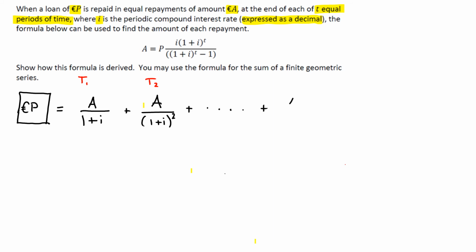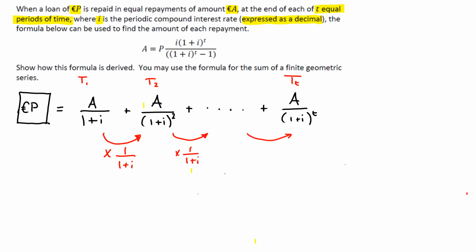And the last one will be 1 plus I to the power of however many time periods there are, which in our case we were told was T. So this is TT. So to figure out how do we jump from one to the other, we're multiplying it by 1 over 1 plus I. So that will be our common ratio for the geometric series.